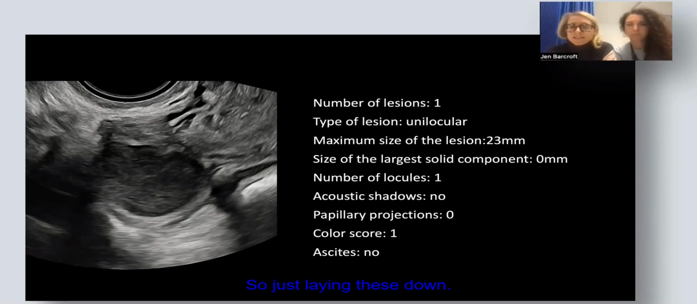So just laying these down in terms of the specific features, this is a unilocular cystic structure, which is 23 millimeters in maximum diameter, no acoustic shadows, no solid components, and we felt it had a color score of 1, but you could argue whether it had a color score of 2. And there wasn't felt to be any ascites in this case.